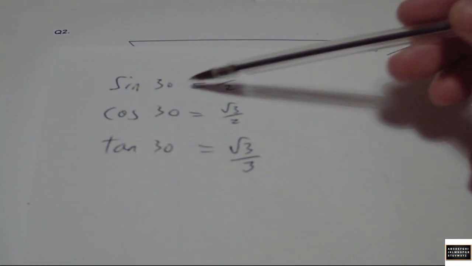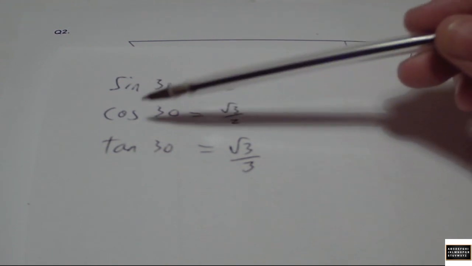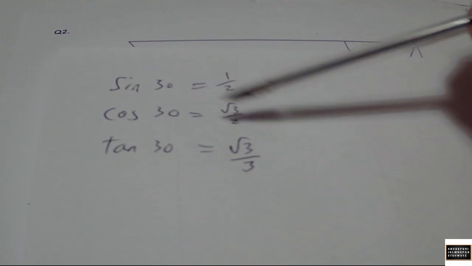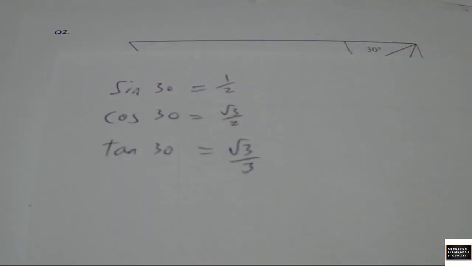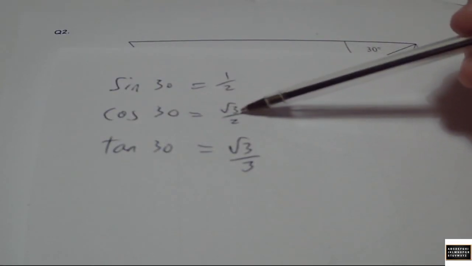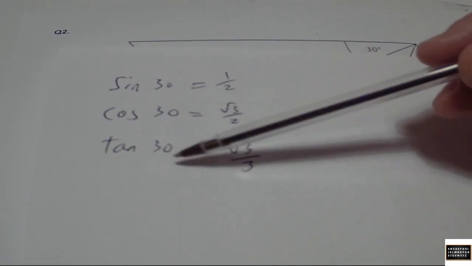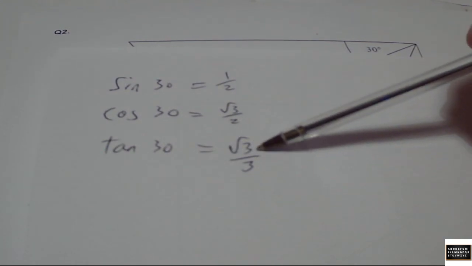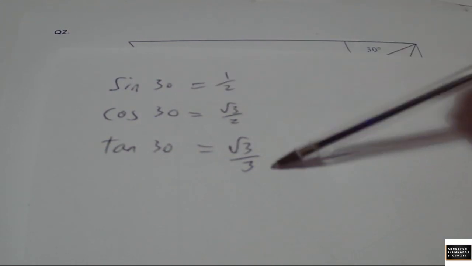So sine 30, you must know that's a half, please. Cos 30, you should learn that that's root 3 over 2. And then tan 30, finally, that is root 3 over 3. All of these things are related, and you just do need to have that in your mind. So sine 30 again is a half, cos 30 is root 3 over 2, and then tan 30 is root 3 over 3. Those relationships you do need.